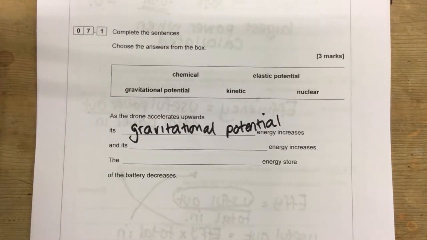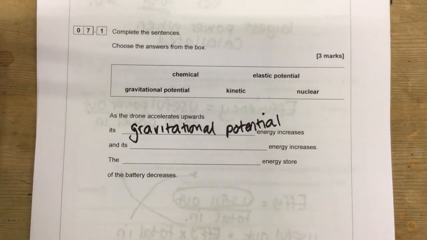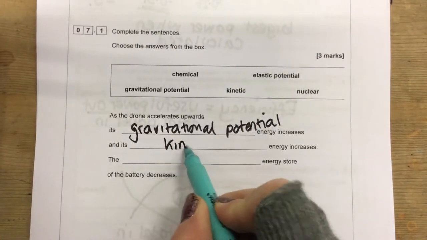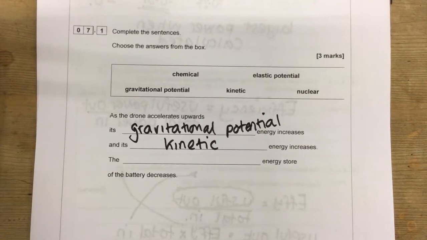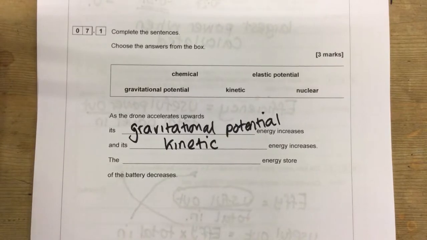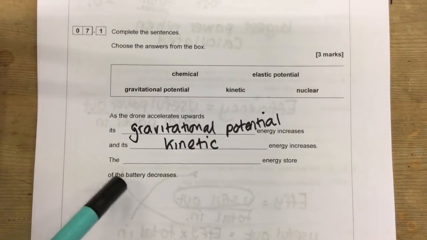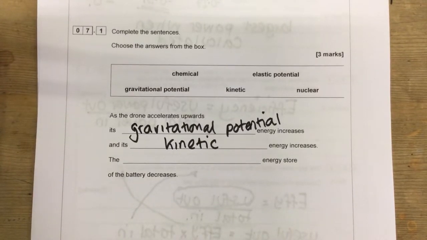Now this is gravitational energy. This is gravitational potential energy. It's still flying, so it's potential. It can drop to the floor. It's not done so. What energy is increasing? Its movement is increasing. Its kinetic energy is increasing. As it's accelerating, its movement energy, its kinetic energy is increasing. And the what energy store of the battery decreases, the kind of energy in a battery is chemical energy.